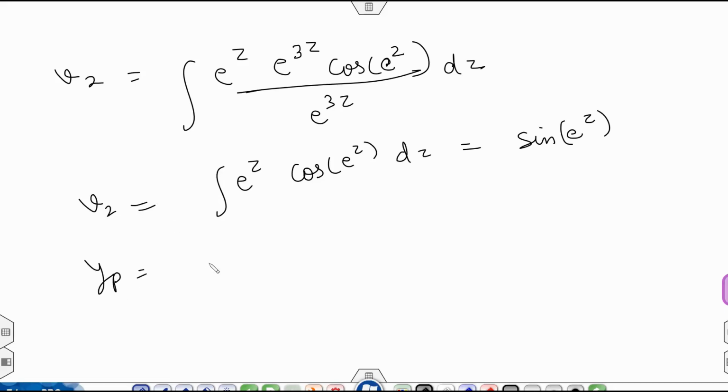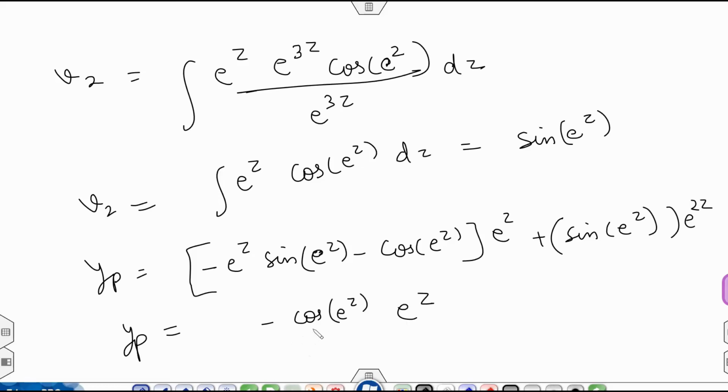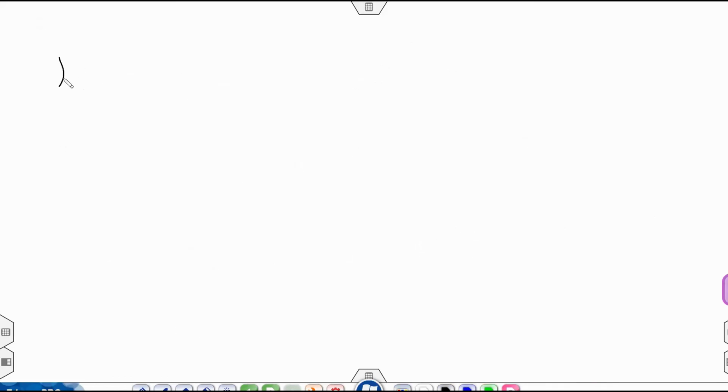yp is v1 into y1. So I'll just write down directly and see whether we are getting something in a smaller form or not. So this is into e to the power z plus sine of e to the power z into e to the power 2z. So yp is minus of cos of e to the power z into e to the power z, and hence what will be the general solution? Hence the general solution is yg plus yp.